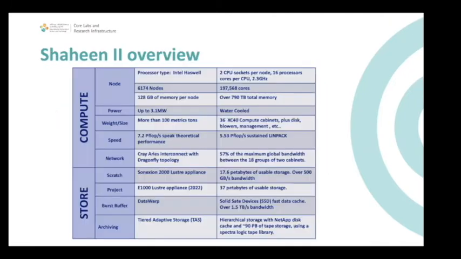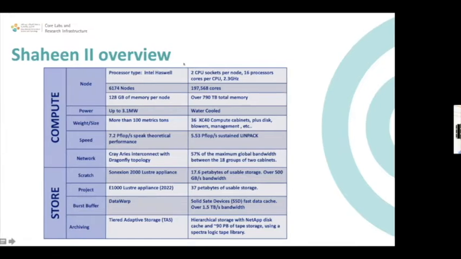So how is that in Shaheen? For Shaheen, our computational power is the Intel Haswell CPU processor with 32 cores, with 128 gig of memory. So on aggregate, we have nearly 200,000 cores with 6,000 plus CPU nodes. And that's consuming nearly 3.1 megawatts of power.